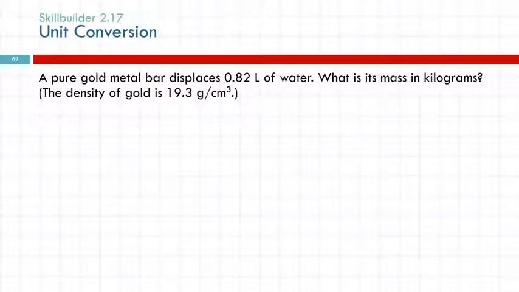A pure gold metal bar displaces 0.82 liters of water. What is its mass in kilograms? And the density of gold is 19.3 grams per cubic centimeter.